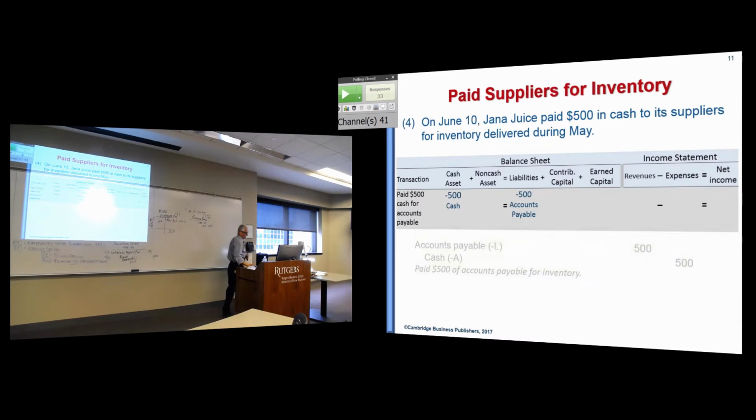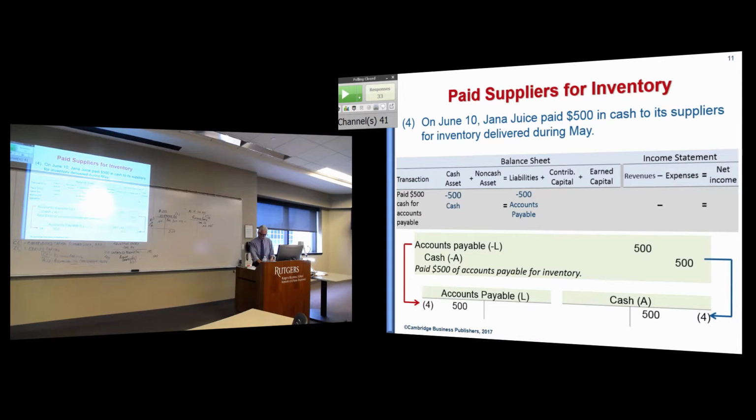Then of course the journal, after it's analyzed, debit accounts payable, credit cash, reduce the liability by a debit, reduce the asset cash by a credit, and then the posting to the ledger account. In this case, we have the operating cash flow. Now, when we buy the inventory, I'm going to show you in a second, you don't have any cash flow at that point. Any questions on this one?